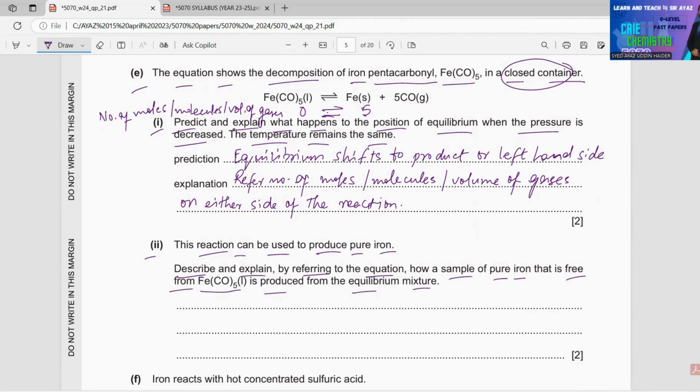Carbon monoxide is a gas, so you can have an open system so that you are letting CO escape. So you write open system. Or you can write let CO escape, which means it shifts the equilibrium to the right hand side.